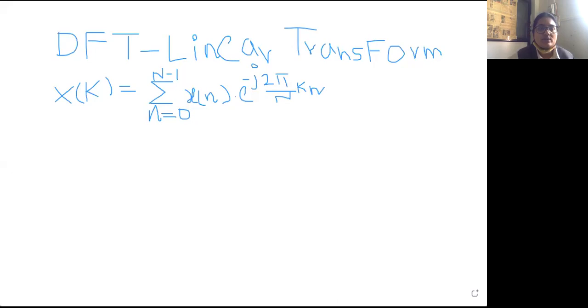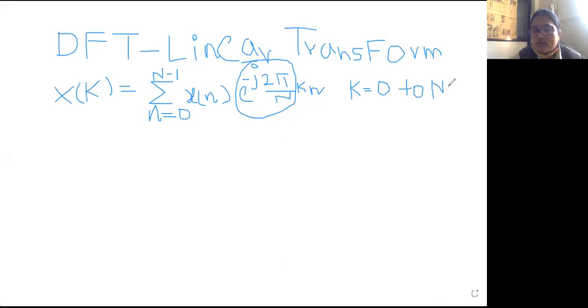So for that purpose, one more parameter is introduced, called the W parameter. This exponential part is represented by W. So I will write here now. The value of k also varies from 0 to n minus 1.